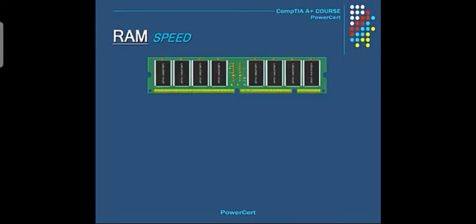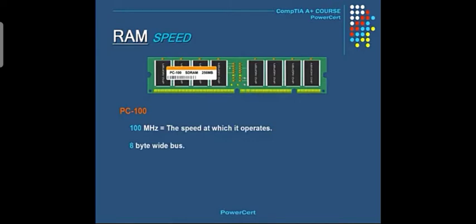SDRAM is rated at different speeds. For example, a stick of SDRAM could be labeled PC100. The 100 equals the speed at which it operates, which is 100 MHz. And since SDRAM only comes in 64-bit modules, it has an 8-byte wide bus, because 64 divided by 8 equals 8. So to figure out the total bandwidth of PC100, you multiply 100 MHz times 8 bytes, which equals 800 megabytes per second. So the total bandwidth of PC100 equals 800 megabytes per second.